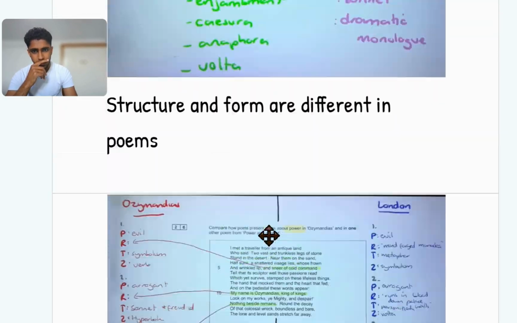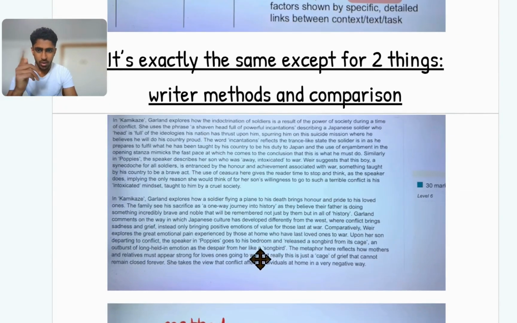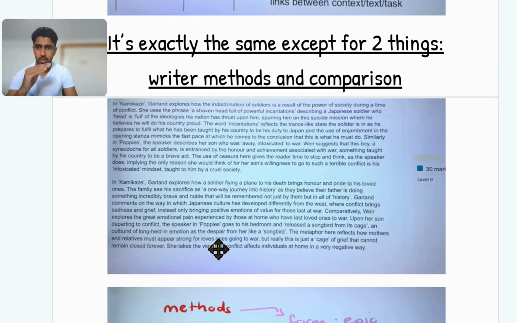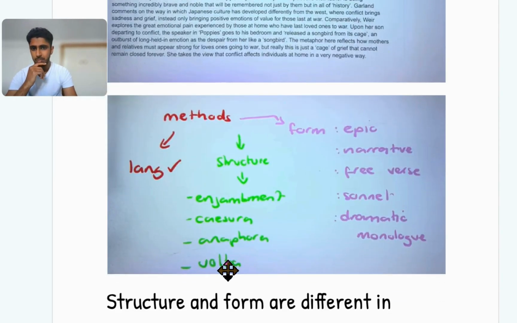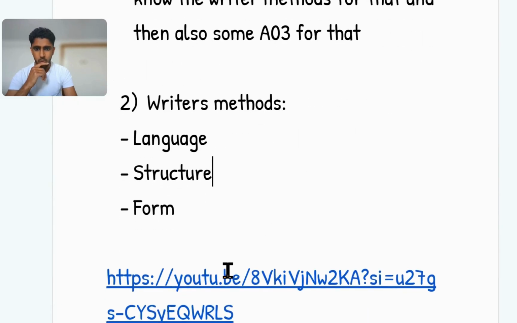So, in summary, if I asked you right now to write this, there should be no reason why you couldn't write it. If I asked you to write me 3 P paragraphs on Kamikaze, you could do that. If I asked you to write me 3 P paragraphs on Poppies, you could also do that. The only thing you need to add in is this poetic specific writer's methods. And then also you need to learn how to link the two paragraphs together. And that's it. Simple. P, link, P, link, P. Do that 3 times. That's it. And also make sure you learn these quite well, because they're also going to help you out for part 3.